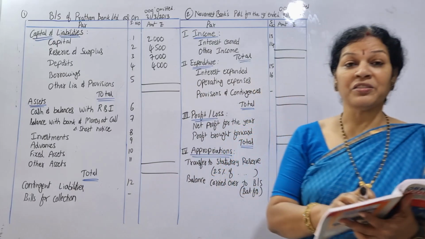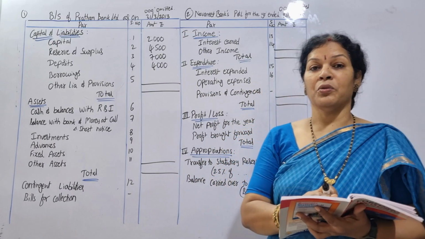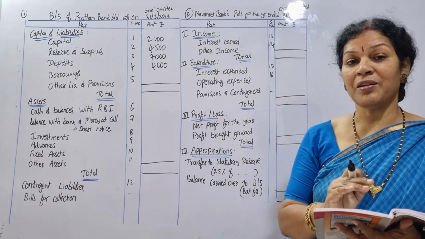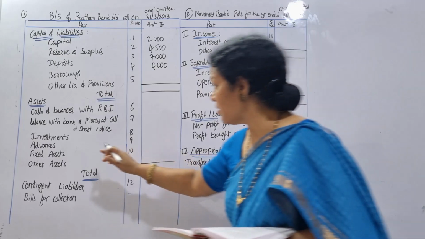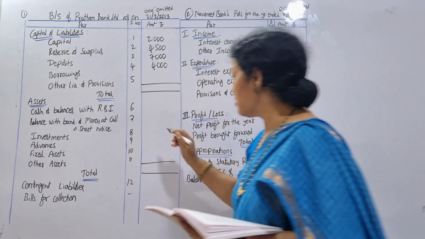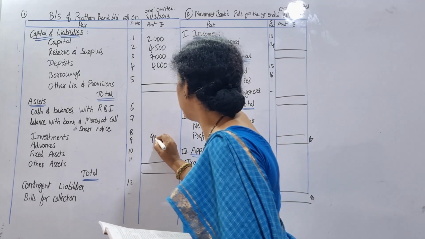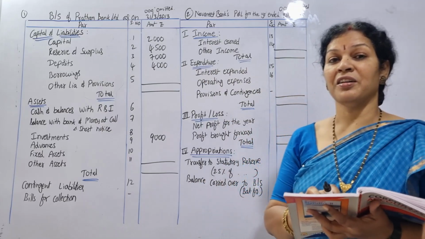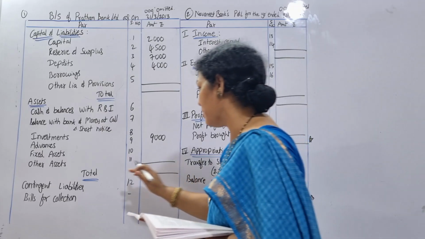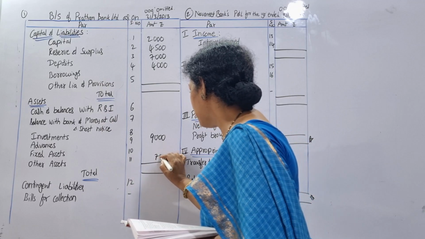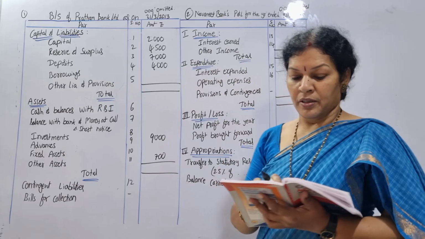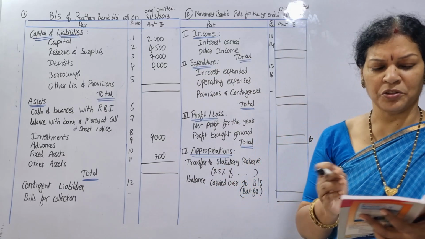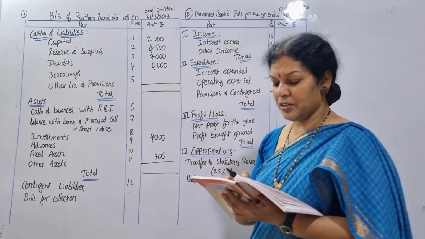Next, after that, advances. When the bank is giving advances, it's an asset. Under the asset column, which schedule? 9th schedule. So 9th schedule is here, 9000. Other assets are 11th schedule, 700. Next, cash and balance with RBI. Assets, 6th schedule, first schedule of assets. It is 900.